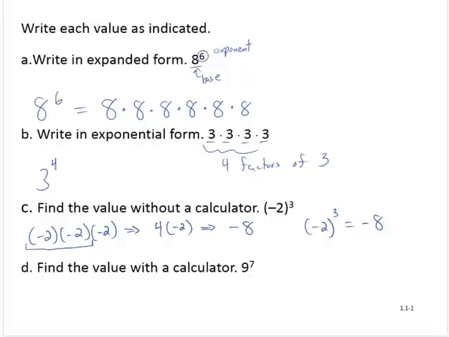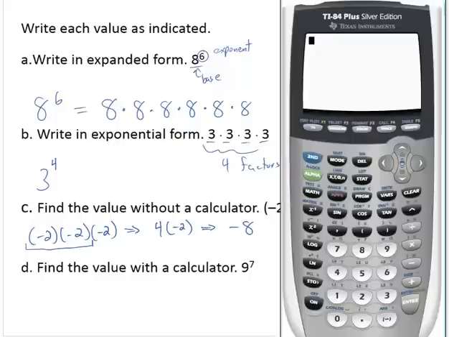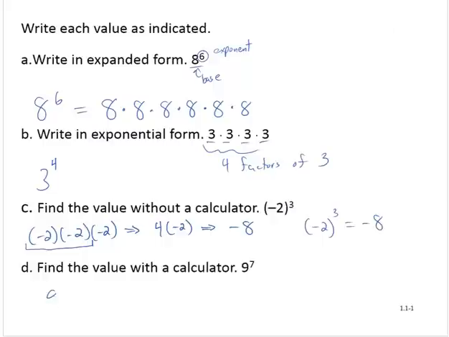Find the value with a calculator, 9 raised to the 7th power. So using the TI-84 calculator, I would type in the base first, so I'd type 9, and then I would press the exponent button, which is this caret over on the right hand side of the screen, and then the exponent is 7, and I press enter, and I get 4,782,969. So 9 to the 7th is 4,782,969.